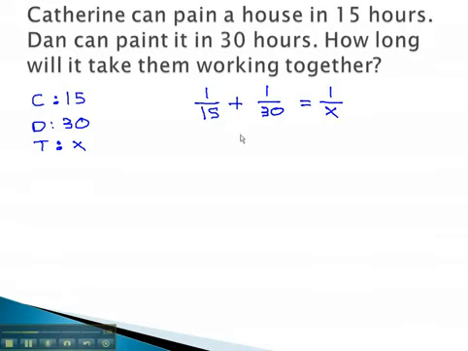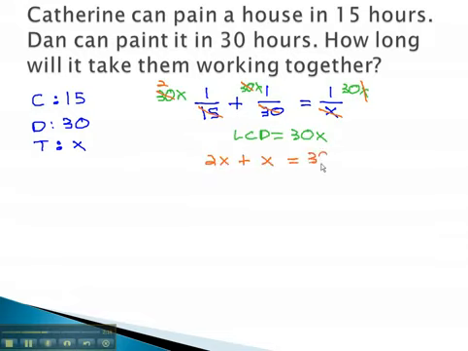This is a rational equation which we can solve by using the least common denominator. 15 and 30 will give us 30, and we also need a factor of x. So we'll multiply each term by 30x. As we do, we can reduce: 30/15 is 2. The 30's divide out, and the x's divide out. We end up with 2x times 1, or 2x, plus 1 times x, or x, equals 30.